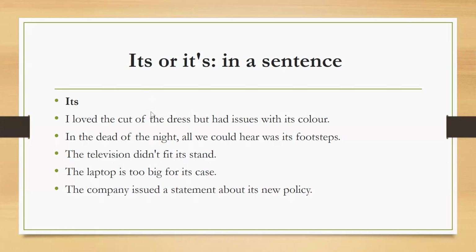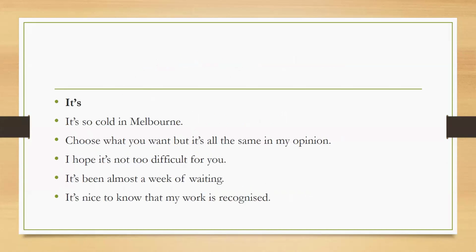Now let's look at the it with the apostrophe s. Sentences with the it with the apostrophe s. It's so cold in Melbourne. In other words, you are saying it is so cold in Melbourne. Choose what you want, but it's all the same in my opinion. So you see the type of it we are using here, the one with the apostrophe s.